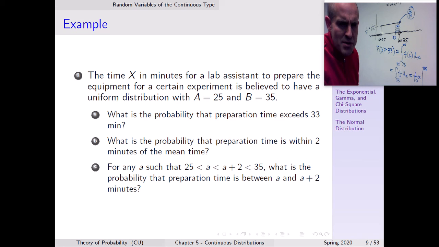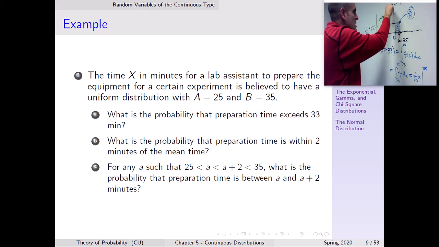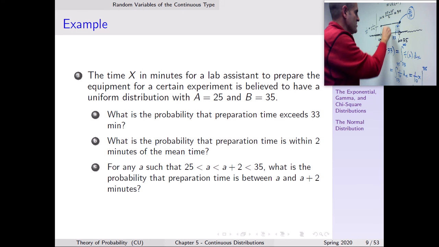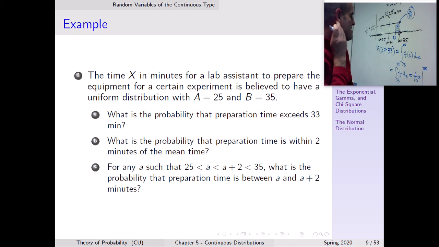What is the probability that the preparation time is within 2 minutes of the mean? Well, what is the mean of this thing? It's going to be right in the middle. Mu is equal to 25 plus 35 over 2, which is 60 over 2, which is 30, which makes perfect sense. The mean is right here. This is mu equal to 30.